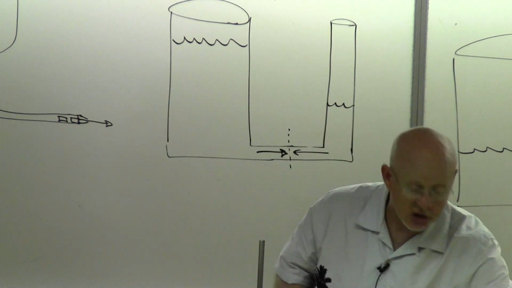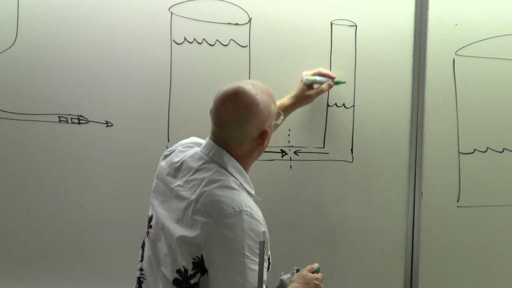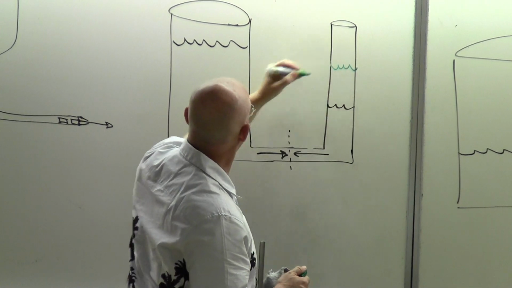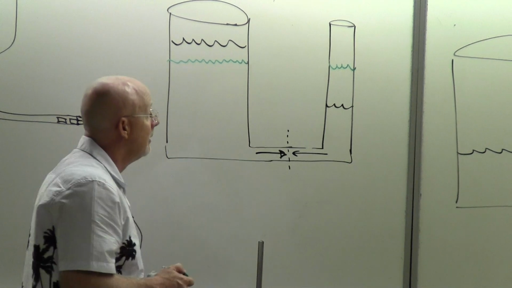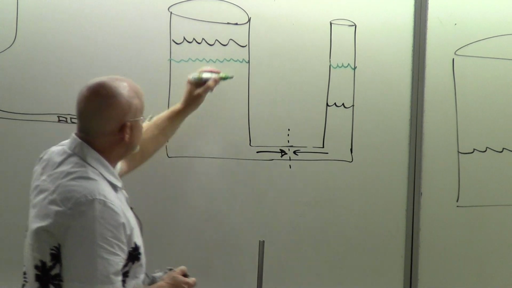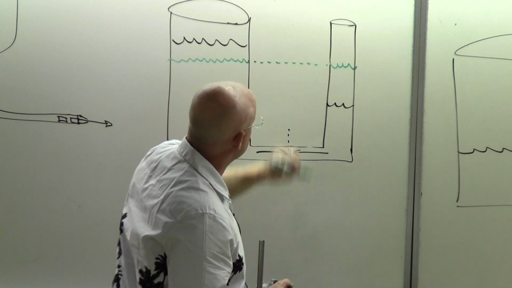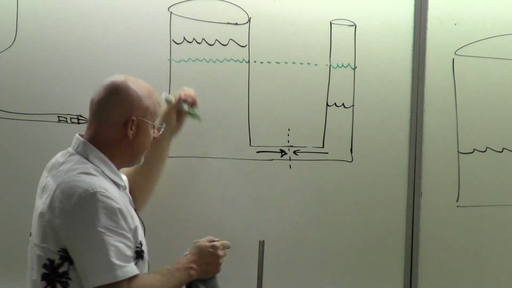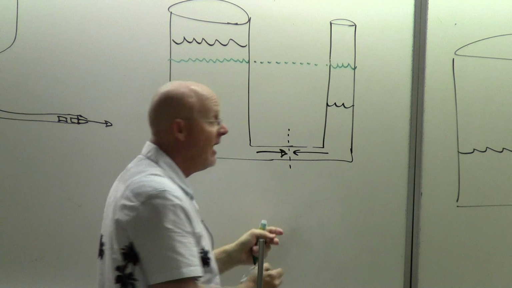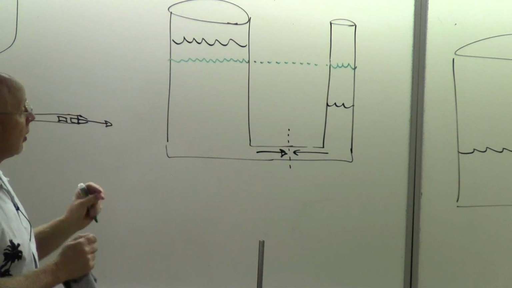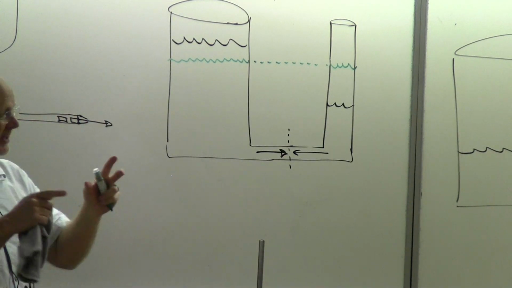Let me maybe switch colors here. Maybe the water level will go up to here while this one comes down to here. But eventually they're going to be at the same level. And when they're at the same level, then the pressure pushing to the right is equal to the pressure pushing to the left, and there's no more flow. And so the water would move until they're at the same level.